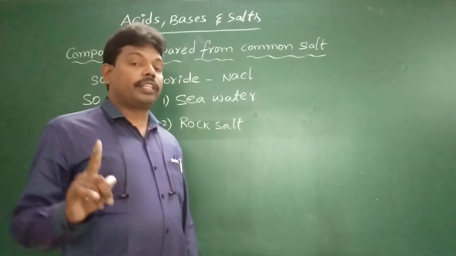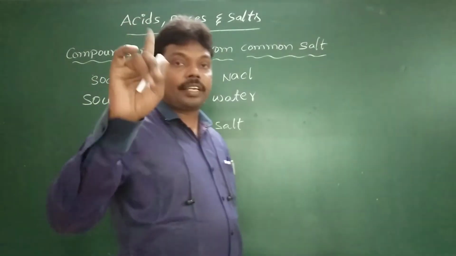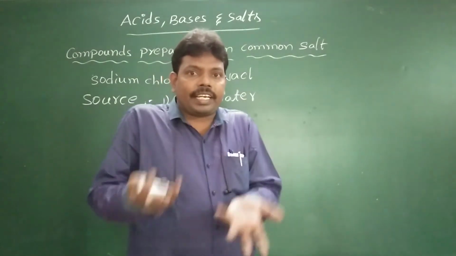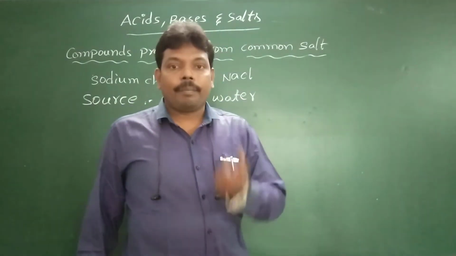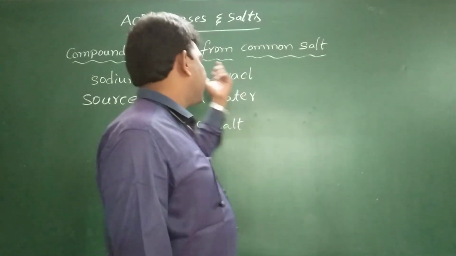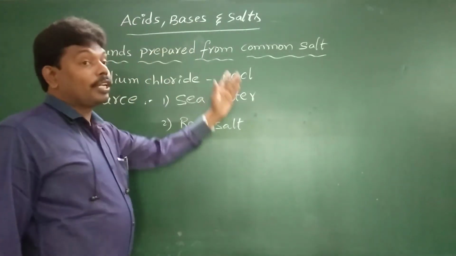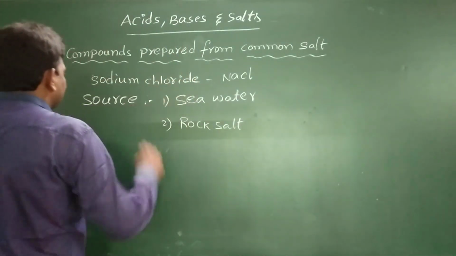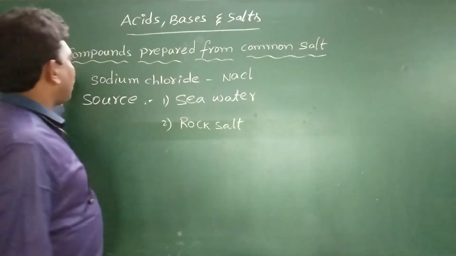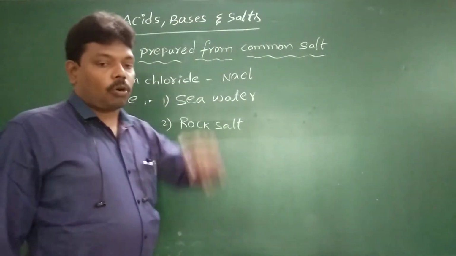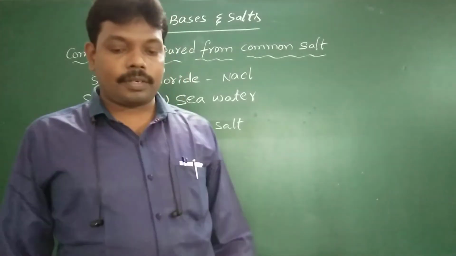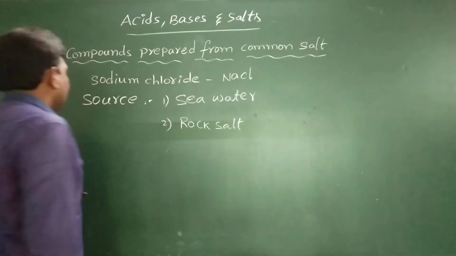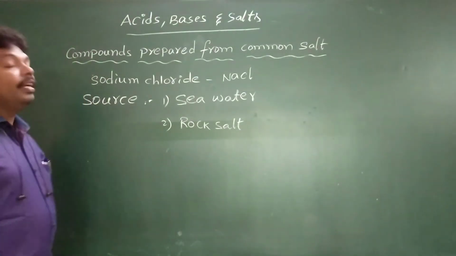In chemistry, salt is a general name. Salt means any ionic compound, any crystalline compound is simply a salt. But here, with NaCl, we are studying the sodium chloride salt. Now we learned the common salt formula and its sources. Next, what are the compounds prepared from the common salt?